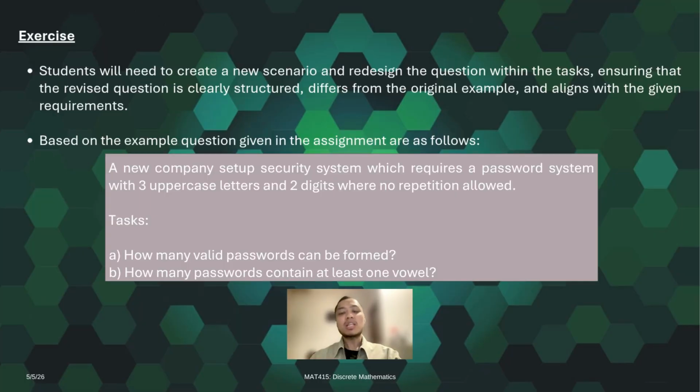So the original question is a good example of counting because it combines both letters and digits under a specific condition. So based on the example, I have redesigned the question into a different but related real life situation. Instead of passwords, I choose to use a vehicle registration license plate because the same counting concept can be applied clearly in that context.